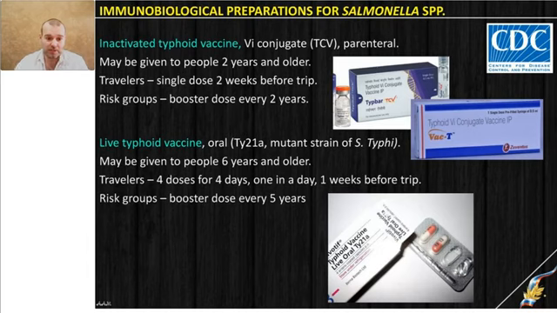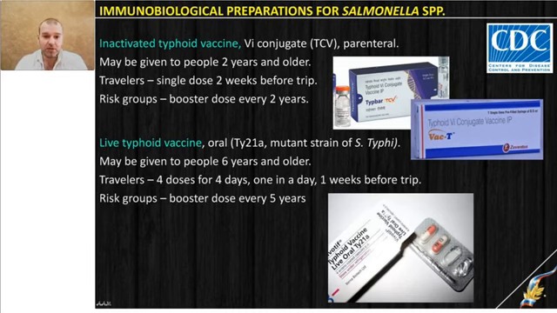The second type of vaccine is a live vaccine known as Ty21a. It is a mutant strain of the previous vaccine. It can be given only to people 6 years or older because of live bacteria. Of course, it is contraindicated for younger kids. They can be infected with that vaccine even if it is a mutant strain.